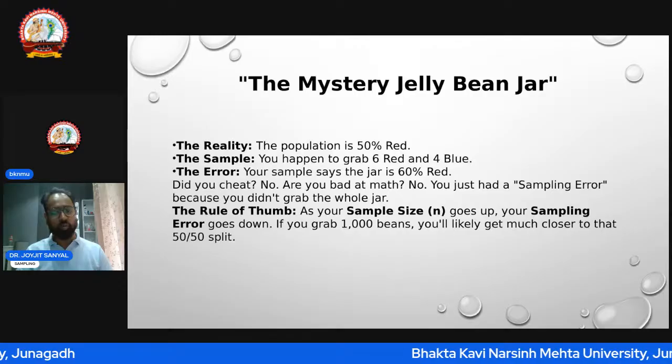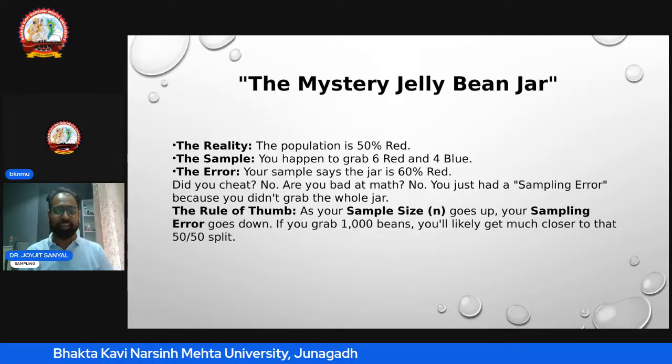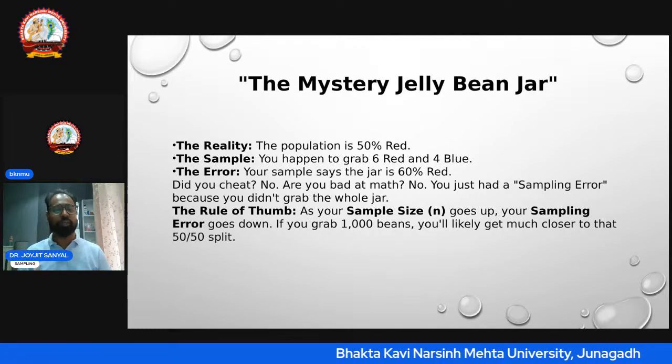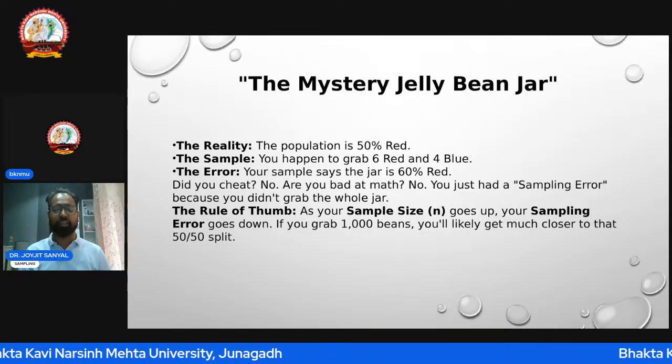Sampling error also goes down, right? So definitely don't take 10 jelly beans out of that. Like here in the example I have given you, if you grab 1000 beans, there is a higher chance that you come close to the 50-50 split, right? So that is how you can avoid this error to a certain extent.